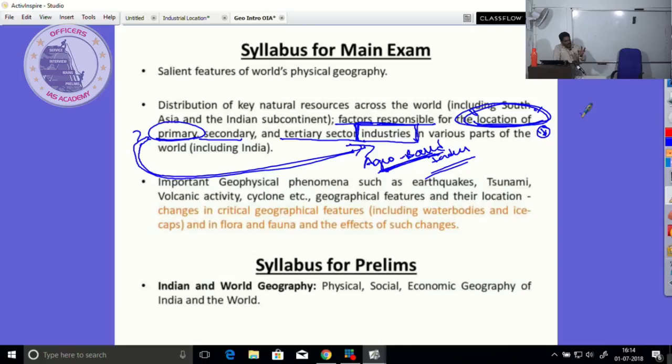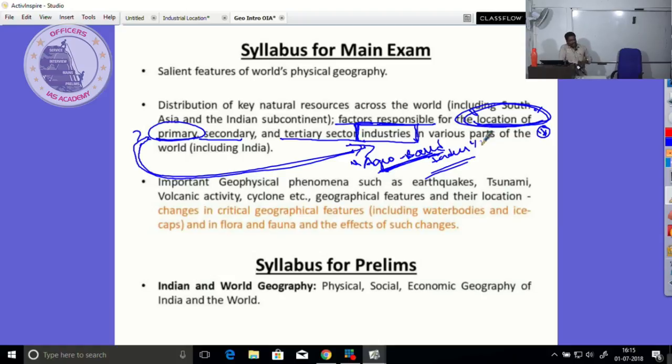See, what is actually a secondary sector? It means you have some processed or unprocessed product as an input, and you get finished goods as output. If that is the case, the raw material for the secondary sector can be the output of agriculture itself. That I call agro-based industries. When I look at the previous years' questions, they were from these agro-based industries. The analysis of the syllabus says it is not about the location of agricultural practice, where what crop is grown. We are just talking about agro-based industries and their location.